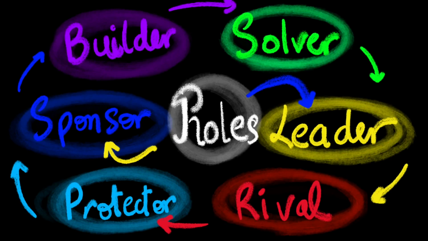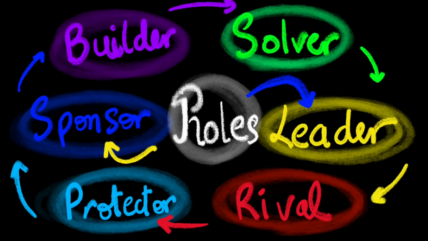In order to create characters easily, we'll use a set of 12 archetypes. Here are the 6 first. The solver, the leader, the rival, the protector, the sponsor, and the builder. Each of these archetypes is linked to one another. They have affinities. Each archetype is tightly linked to the archetypes immediately close to it.